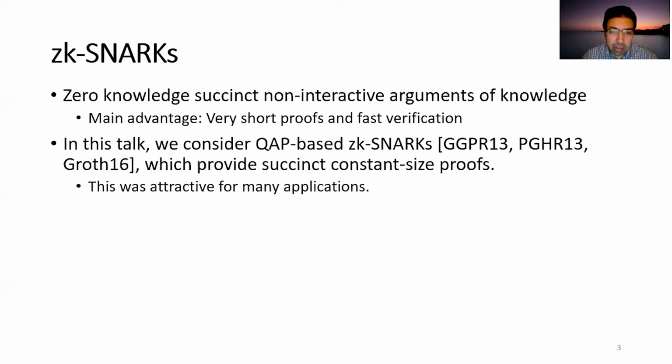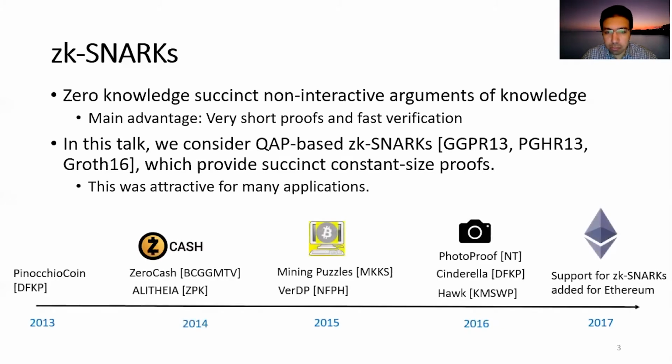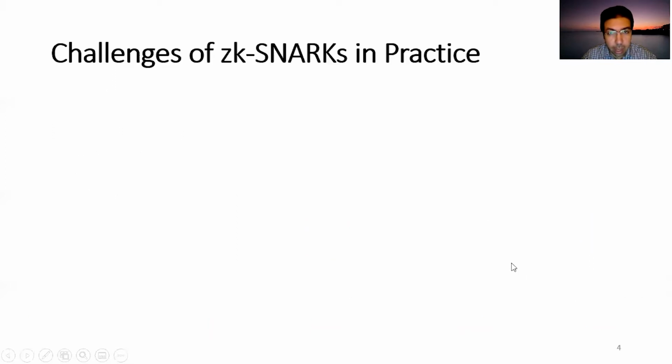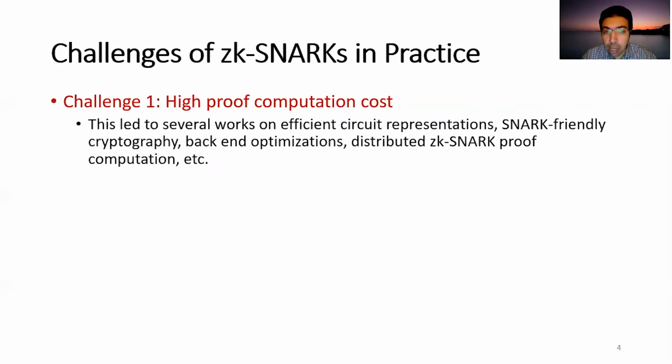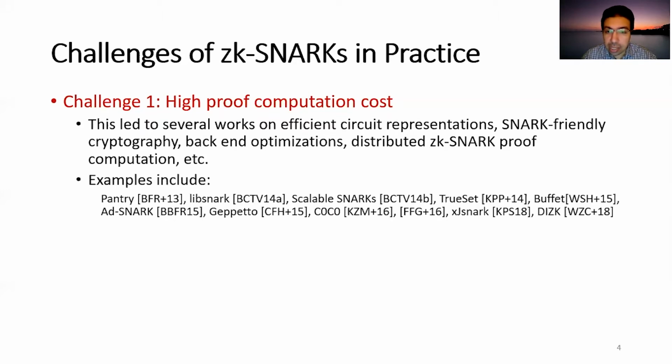This was attractive for many applications across cryptocurrencies like Zcash and privacy-preserving smart contracts. There are also other applications like photo authentication and certificate validation and others. However, zk-SNARKs have challenges in practice. The first one is the high proof computation cost. This led to several works on efficient circuit representations, SNARK-friendly cryptography, different optimizations in the backend, and distributed zk-SNARK proof computations.